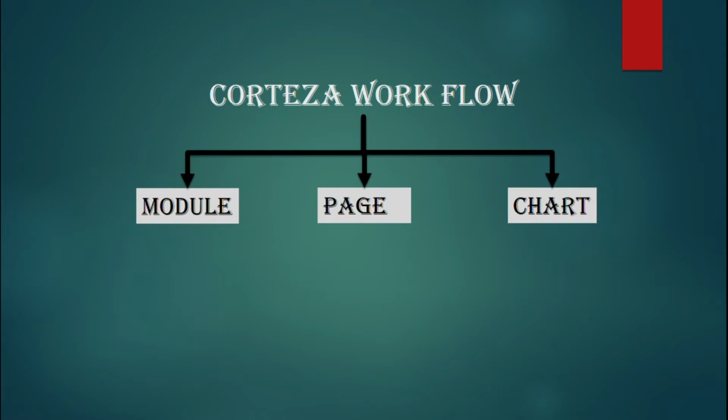explore the Corteza workflow. Basically, Corteza works based on three elements: module, page, and chart. A module is used to create the parameters which we want to show on the screen. Then we convert that module into a page and give the design for it, and we can create the chart option for a dashboard or any information which I have to show graphically. We can use the chart control for that purpose.